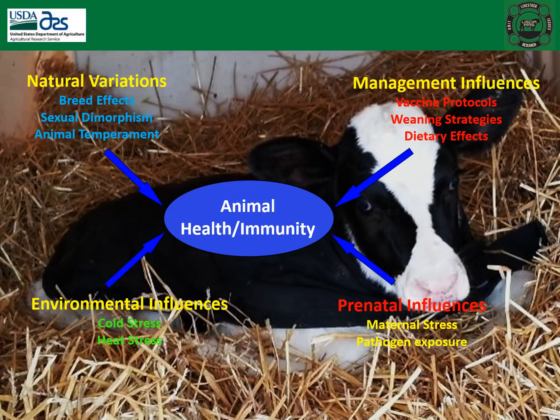As mentioned earlier in this presentation, the immune system is not a constant entity, and it can be influenced by numerous factors such as natural variations between animals, like gender, animal temperament, and genetics. As many producers are aware, animal health can also be influenced by exposure to various environmental stressors, such as cold stress and heat stress, as well as dietary manipulations. However, less commonly perceived factors, such as exposure to prenatal stress or pathogens in utero, can also have significant and lasting effects on the immunity and overall health of the cattle.